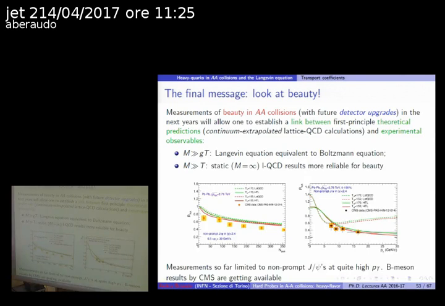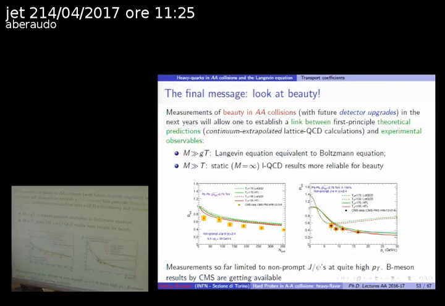In light of what we have seen, one can say that beauty measurements are particularly interesting, because we have seen that in this limit of very large mass, the Langevin and the Boltzmann equation provide identical results, and the fact that the mass is very large also makes the lattice QCD estimate of the transport coefficient more reliable.